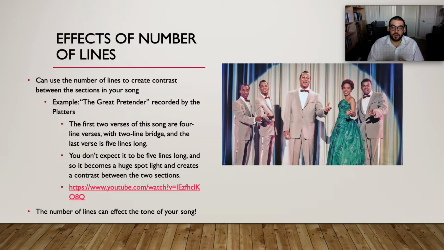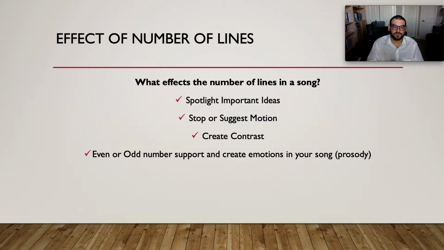Remember, an even number of lines gives you this sense of completeness, of doneness, that the song is over, that we can now relax. But an odd number of lines gives this sense of incompleteness, unease. There's something missing, something more. We want something more. So it gives a different tone, different color to the song.